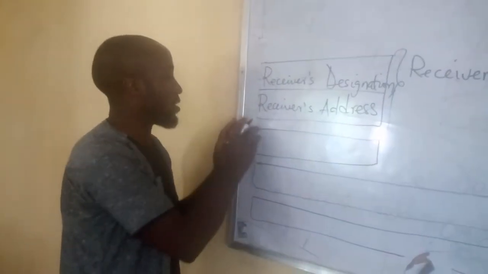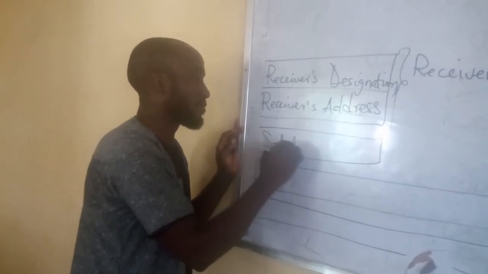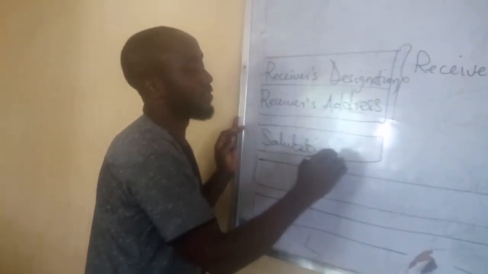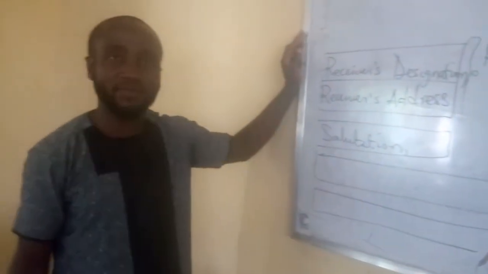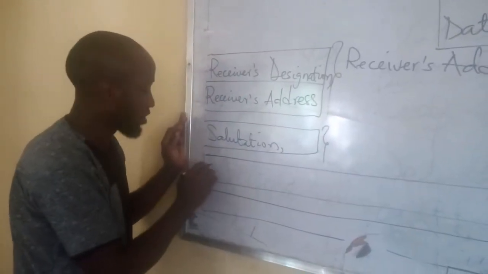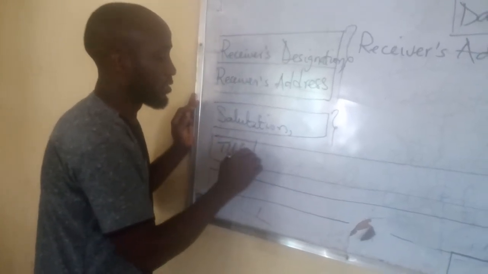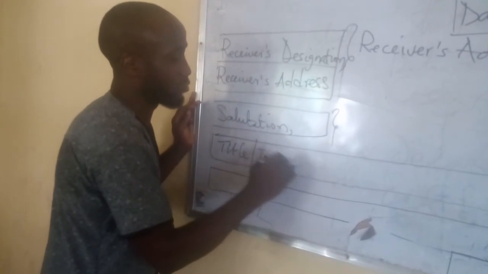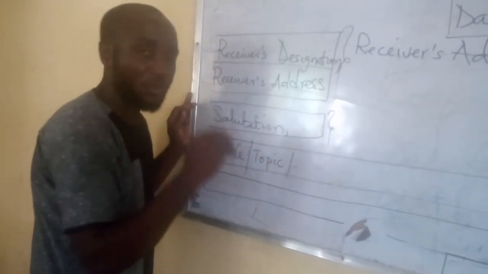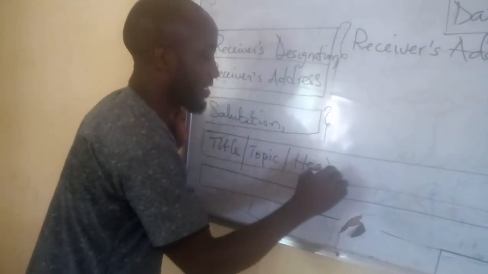Then the next box under here is our salutation. Remember, you end it with a comma. We'll come back to what our salutation is. Then after the salutation we have what we call the title or the topic. Some will say it is the heading of the letter.